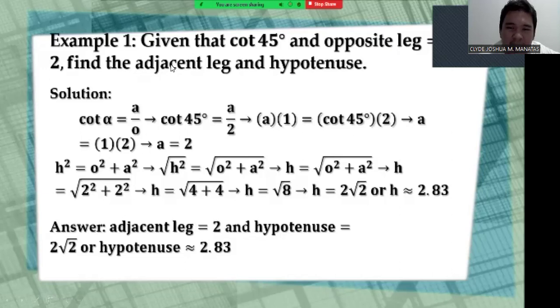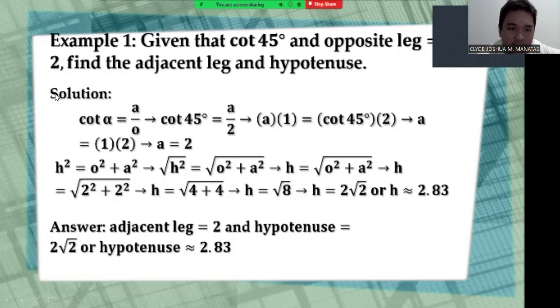Let's simplify it. A times 1 is equal to A, then cotangent 45 degrees is 1, and 1 times 2 is equal to 2. So the adjacent leg is equal to 2. Then to find the hypotenuse, we use the Pythagorean theorem: hypotenuse squared is equal to opposite squared plus adjacent squared. Then we take the square root of both sides so that h squared becomes h. So h is equal to the square root of opposite squared plus adjacent squared.